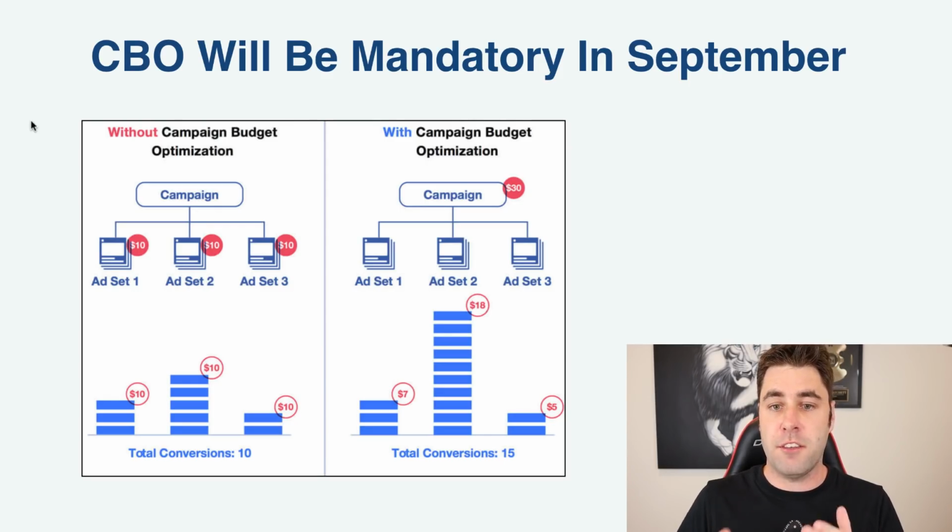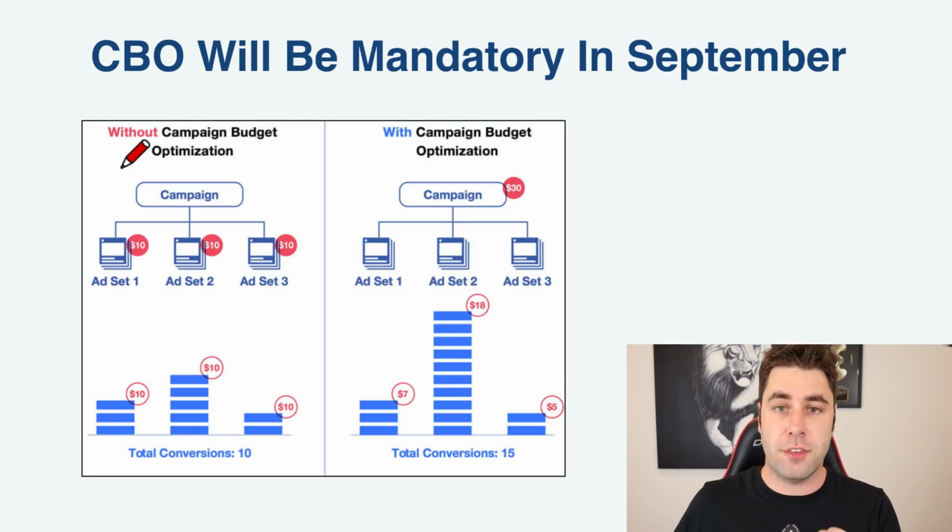And what I'm seeing people say is that CBO is only for products that are winning and stuff like that. But you're going to have to start testing with this because that's the only option you're going to have very soon in September when Facebook changes it to compulsory. You have to use it. You're going to have no choice. So first of all, I want to talk about what it actually is.